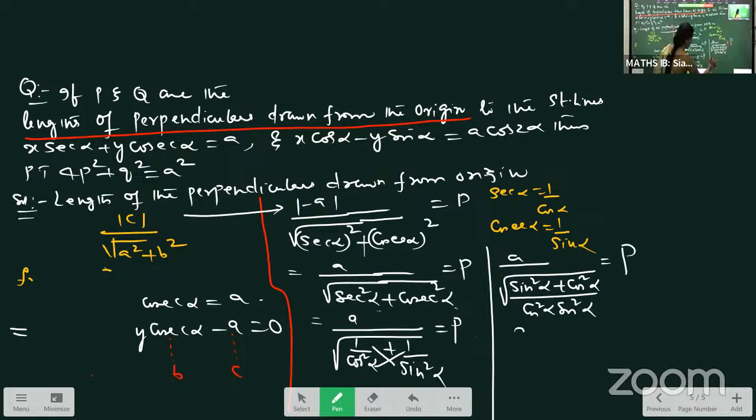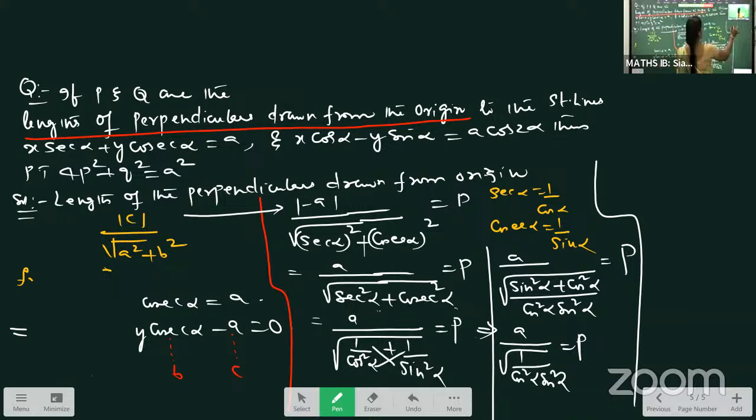Then A by root over sin square alpha plus cos square alpha, value is 1. So 1 by cos square alpha sin square alpha is equal to P. And here square and root will get cancelled. Then A by this, square and root will get cancelled. However, root 1 will always be 1 only. So this will become 1 by cos alpha sin alpha is equal to P.